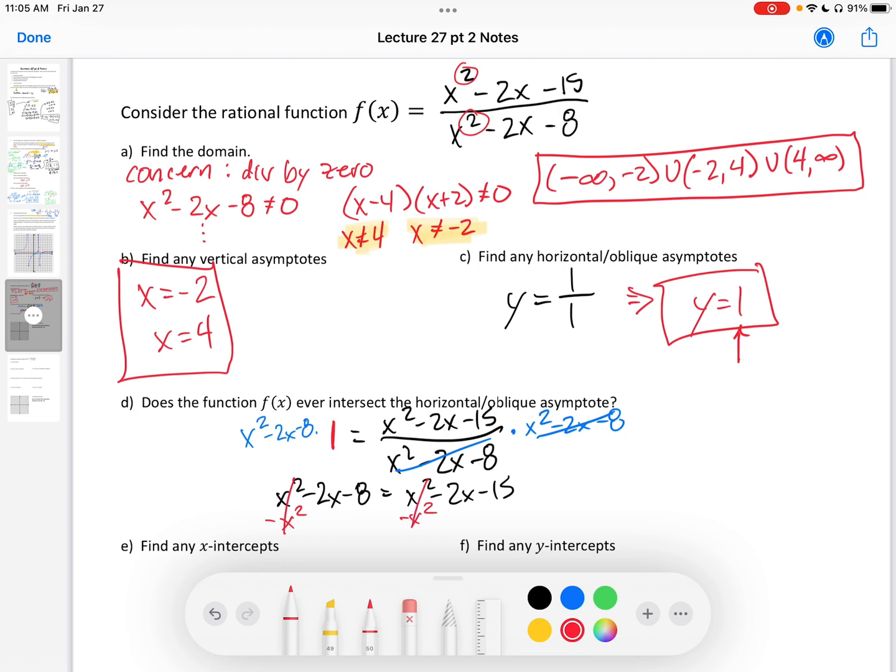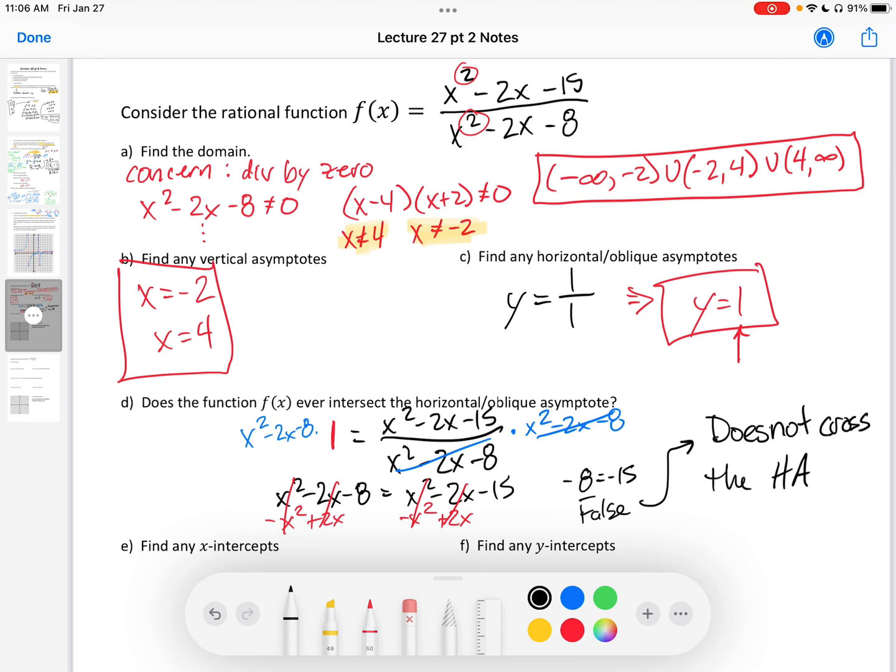Get rid of those for me. Add my 2x, add my 2x. Oop, that gets rid of it too. So I end up with negative 8 equals negative 15, which is false. That is not true. Since it is false, it does not cross the horizontal asymptote.